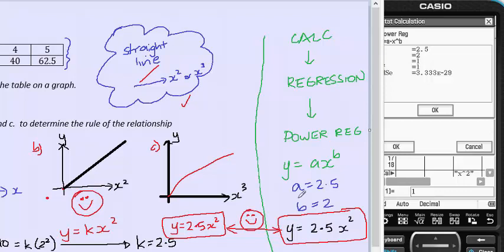So there are the two ways I can find the equation of a line given a few points: using either the shape of the graph to determine what the relationship is, or using the power regression function on the calculator.